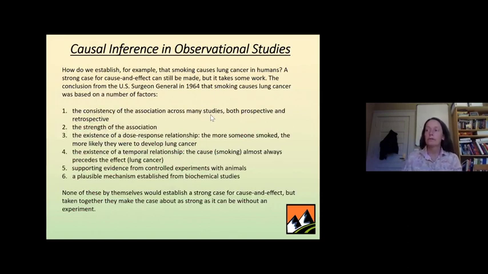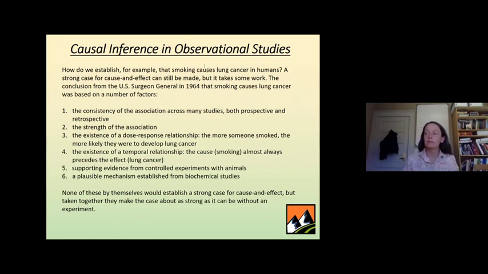But here's what we can do when experiments are not possible. How do we do that? Well, there's a strong case for cause and effect if we can do a little bit more work. In the absence of being able to conduct a gold standard randomized controlled trial, we can look at a few different things and combine information from multiple studies.